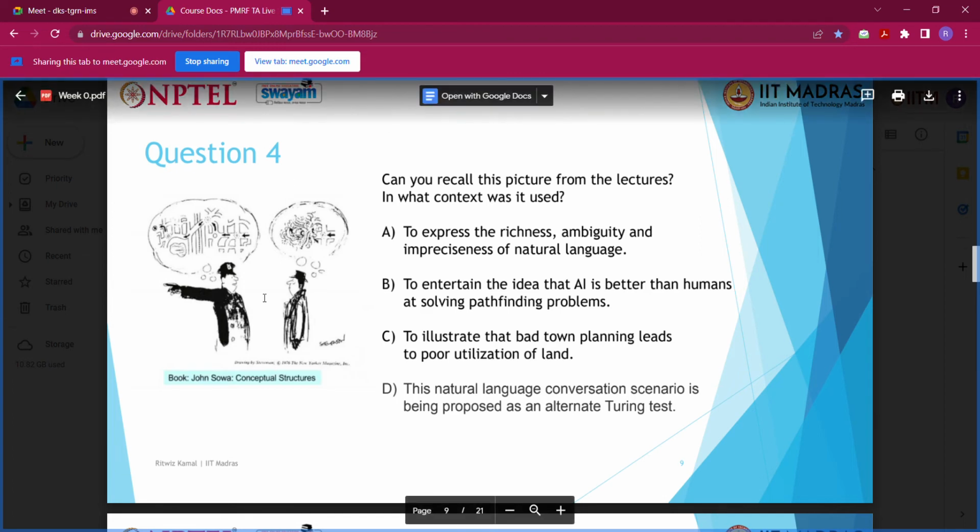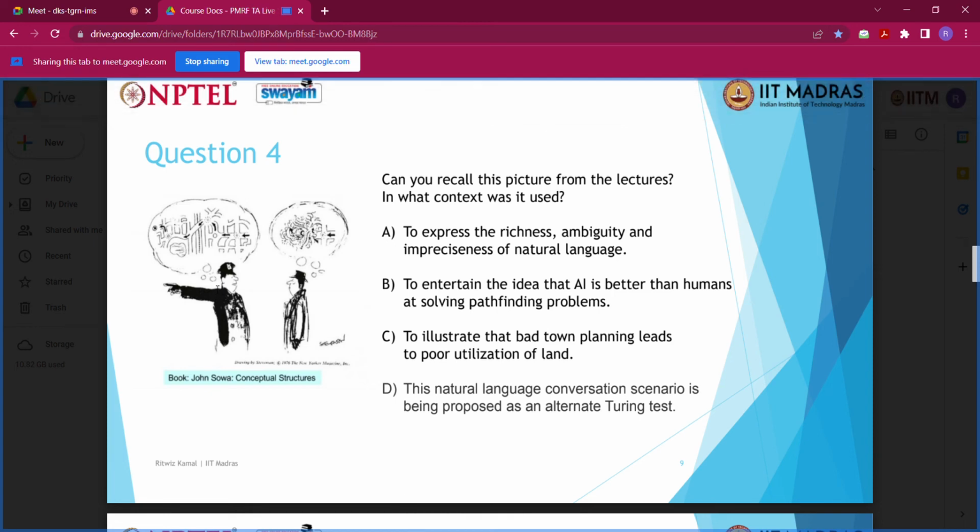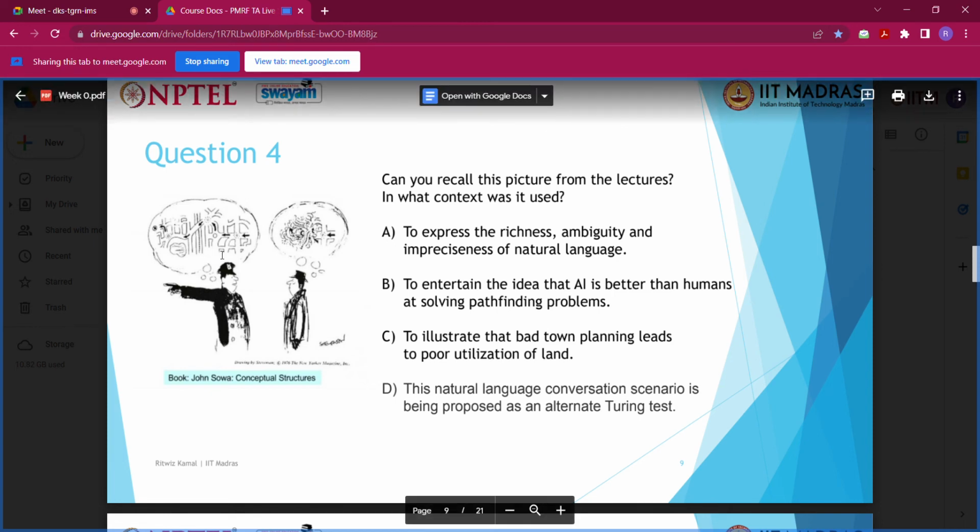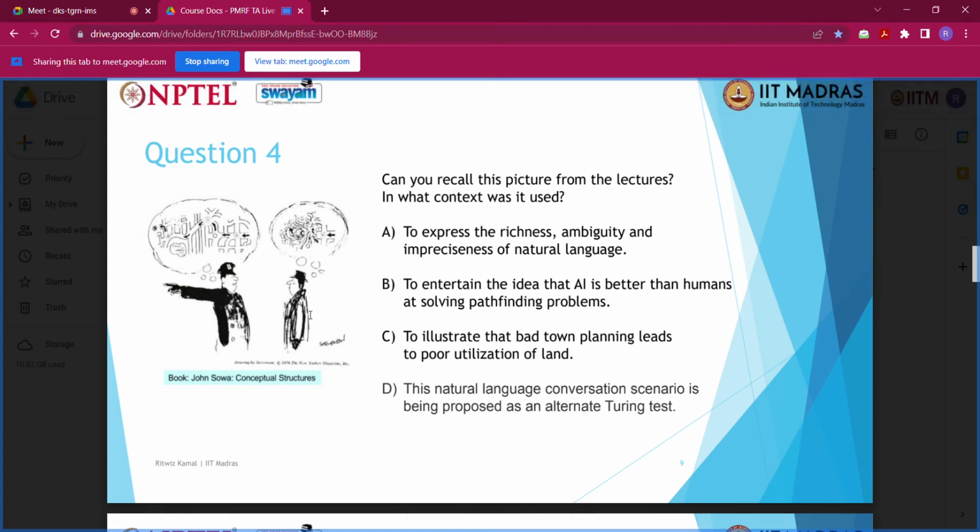Now, what's happening here is a person might be possibly asking the policeman for instructions to a certain place, and the policeman has a clear picture in mind, as we can see from the thought bubble that the policeman is having. He has a clear picture to reach the destination and he's conveying the same to the person. However, what the person is perceiving is quite jumbled up, not as clear as what the policeman is telling. Why is that? Because there is an ambiguity and an impreciseness, also a richness to the natural language that the policeman and the person are using to communicate the path to each other.